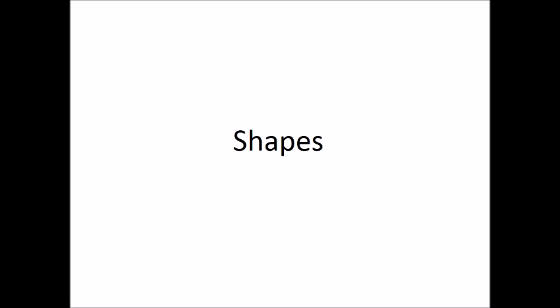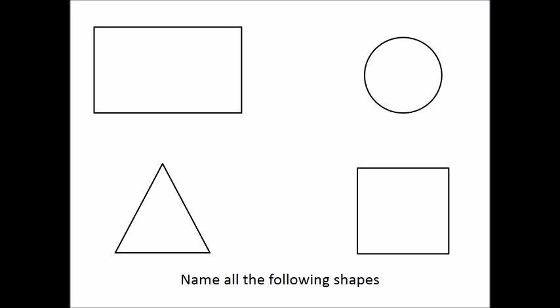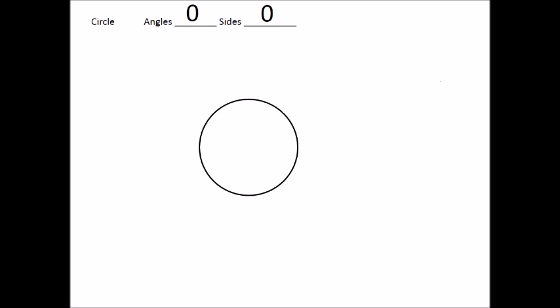First, we're going to go over shapes. We're going to go over some basic shapes in a second, because before you know anything with geometry, you got to know what I'm talking about if I say it. So name the following shapes. Top left one is going to be a rectangle. And then there's a circle next to it, a triangle below the rectangle, and a square too.